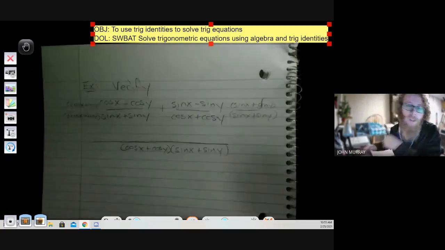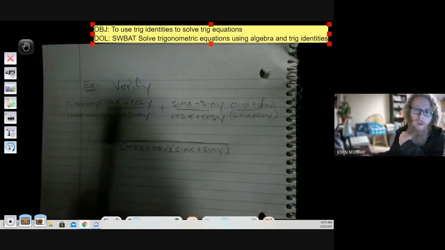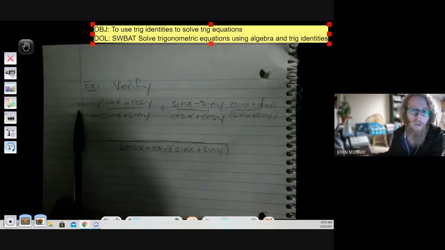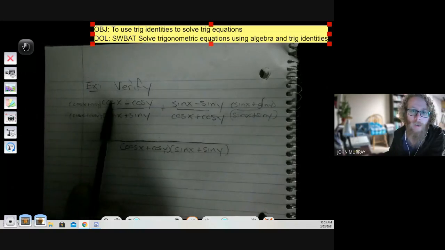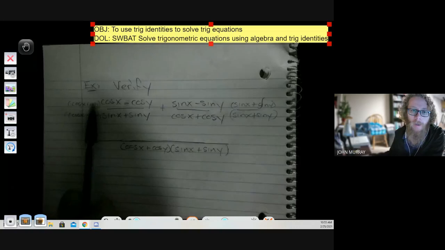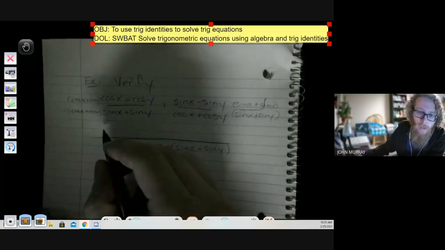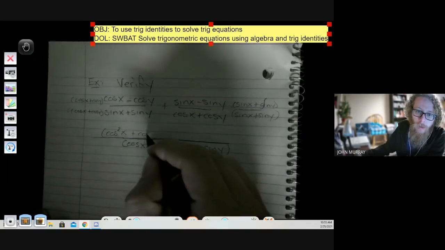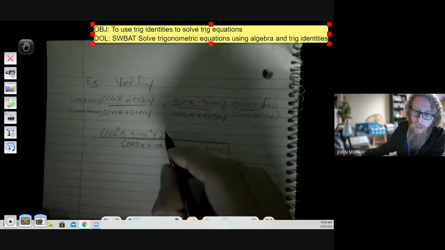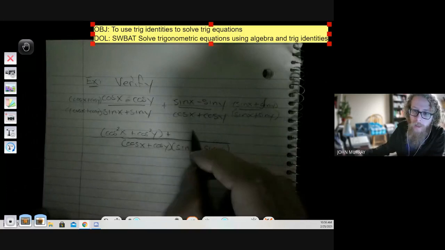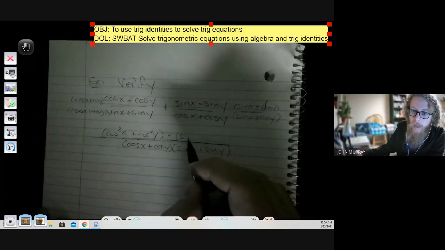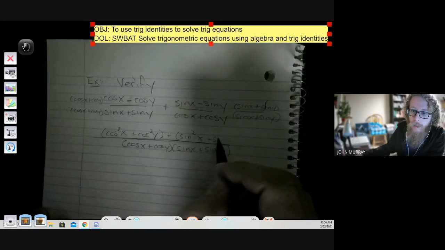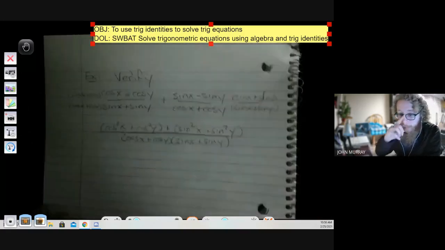Now my numerator, something interesting happens. When I multiply all of this, I get a cosine squared x and a cosine squared y, and because this is positive and that's negative, everything else cancels out. So I have cosine squared x plus cosine squared y, plus, and then the similar thing happens over here, sine squared x plus sine squared y.